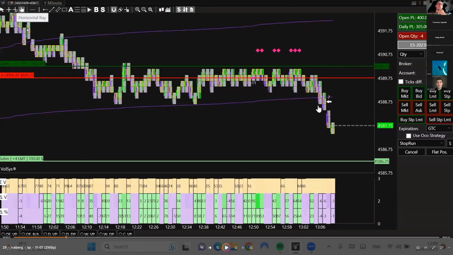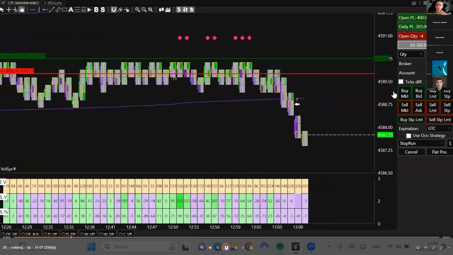And this was a break and test iceberg. So we broke a level and then we tested that level, and there was this, which is my favorite type of iceberg, because they're more likely to continue if we just broke and tested. To absorb any buying pressure, we put an iceberg. That's a pattern I prefer, it has a higher win rate.